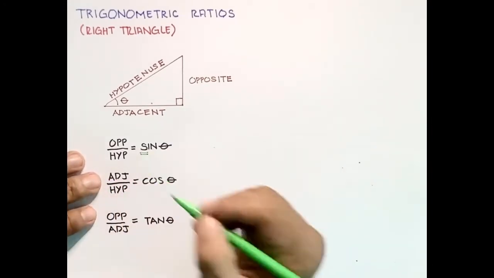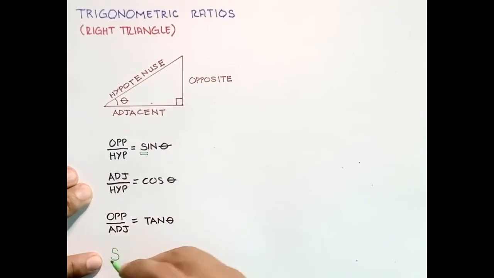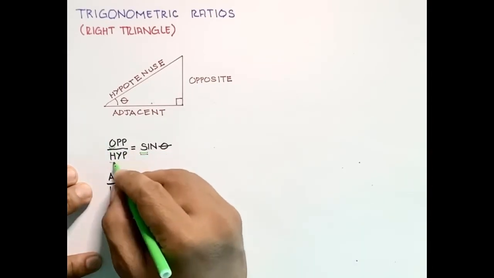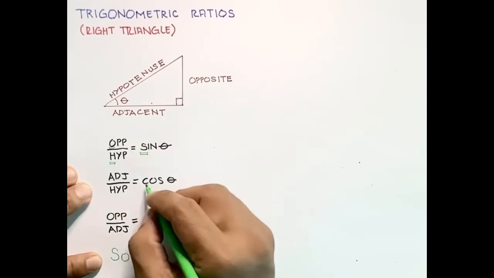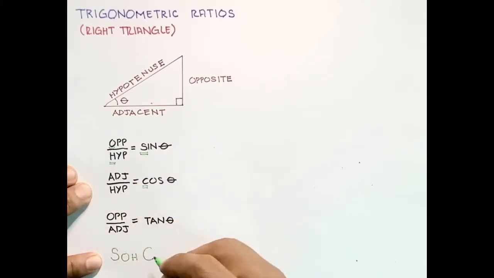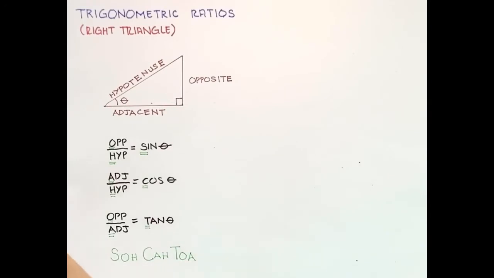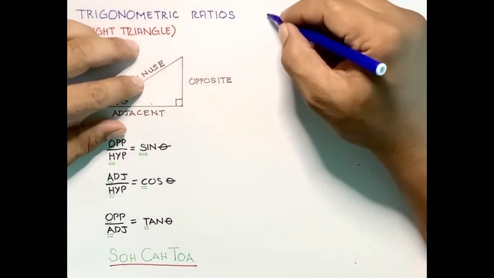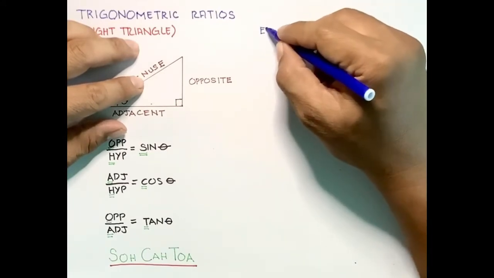So remember, S, that's sine, and O, opposite, and H is hypotenuse, and C for cosine, A for adjacent, and H for hypotenuse, and T for tangent, O for opposite, and A for adjacent. So that's how the mnemonic name SOHCAHTOA is derived.